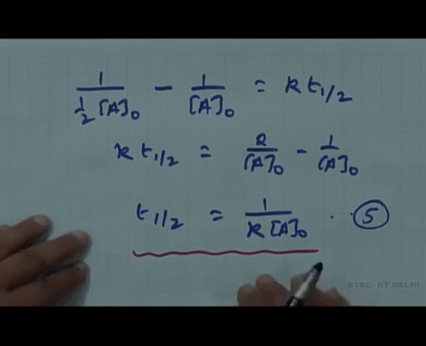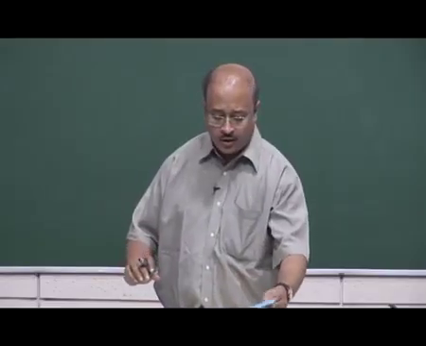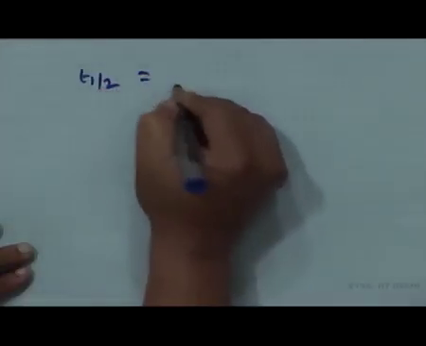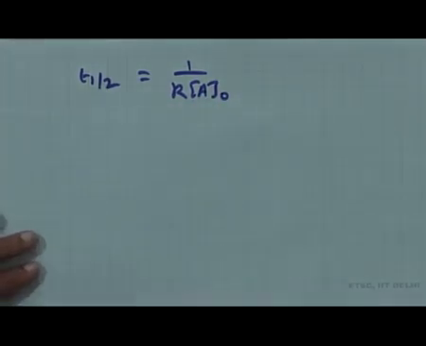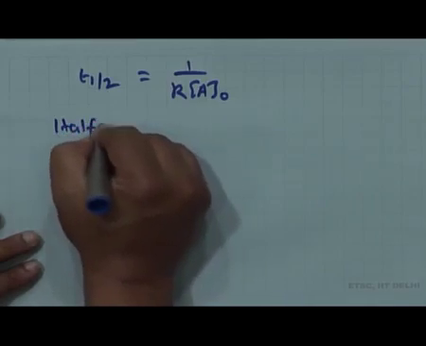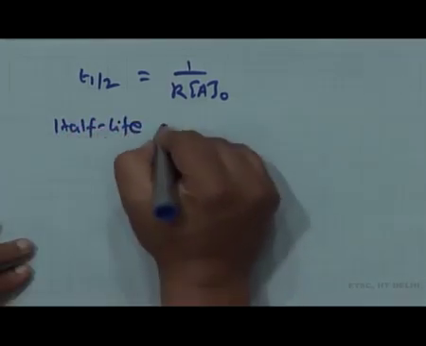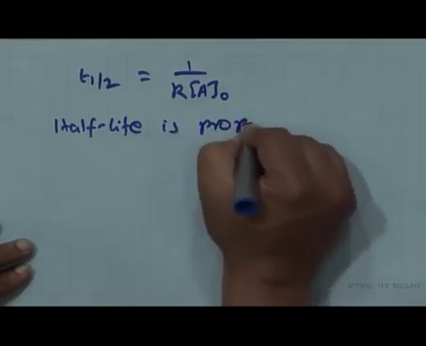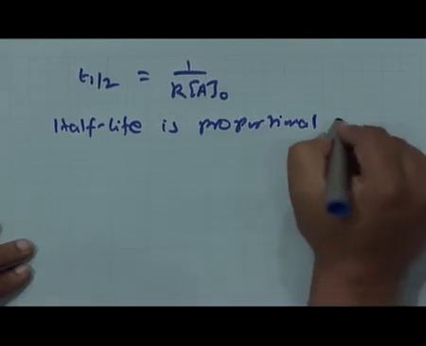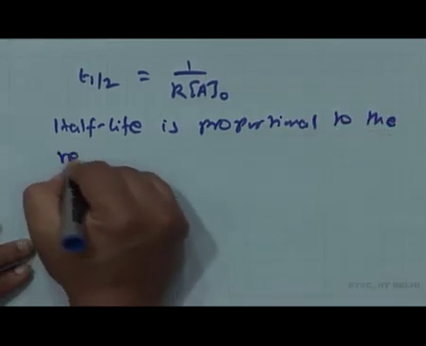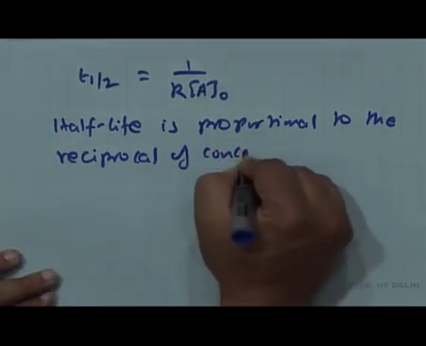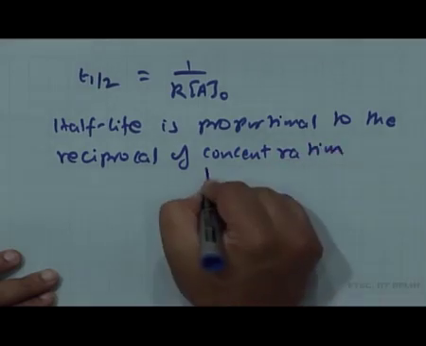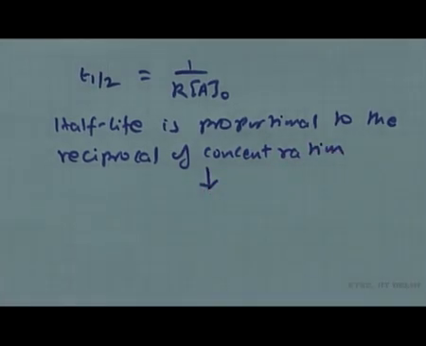So what does this mean? Based on T half is equal to 1 by K A naught, the expression we just derived, we say that half life is inversely proportional to the reciprocal of concentration, that is, proportional to 1 by concentration. What does this mean? What it means is, larger the concentration, lesser is the half life.